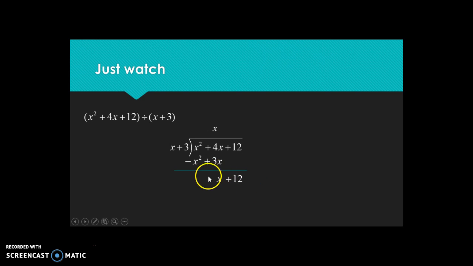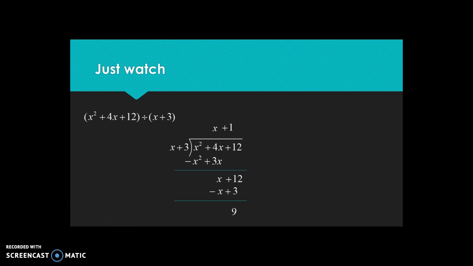Now, we now have a remainder, but it's not a constant. So we have to ask ourselves, what do I have to multiply x by to get x? Not a trick question. We're going to multiply by 1, positive 1. So 1 times x is x, and 1 times 3 is 3. And again, it's a subtraction problem. This probably should be in parentheses. So it's going to be x minus x and 12 minus 3. Okay? X minus x is 0x, which is what we want, and 12 minus 3 is 9.